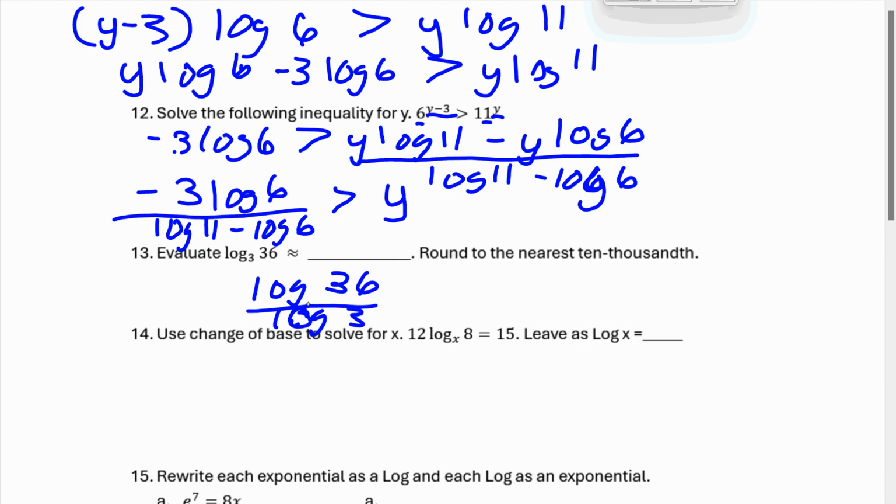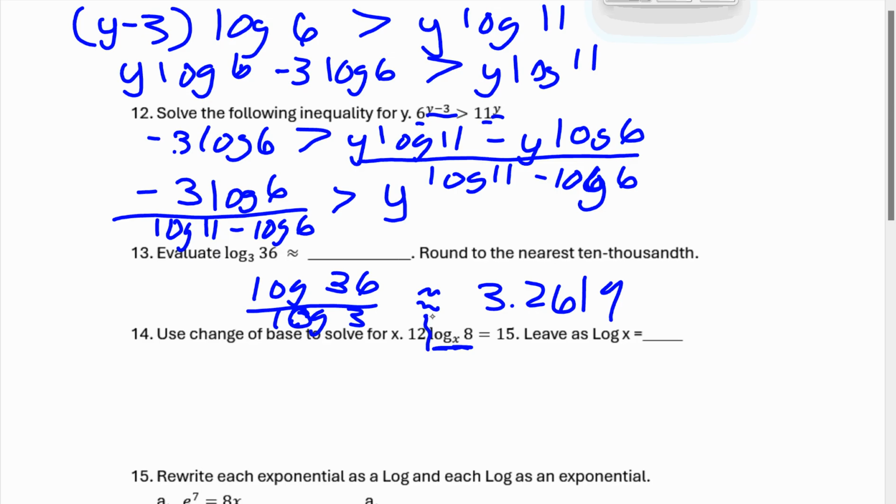And I get approximately 3.2619. This I want to use change of base formula, but first I need to get the log by itself. So I'm going to divide by 12. If I had addition, I would add and then divide. So you want to just do things backwards, add and subtract first, then multiply or divide.